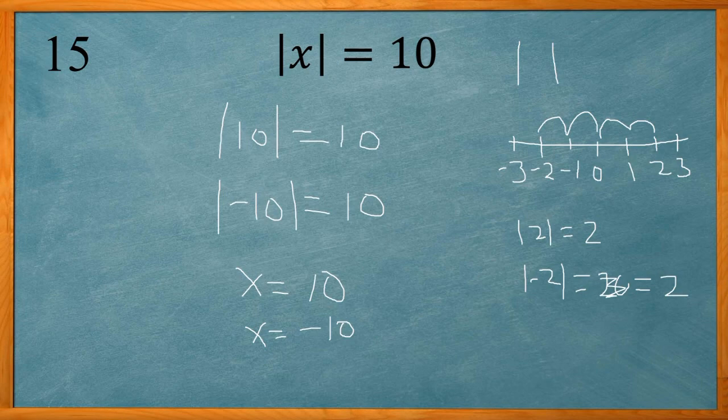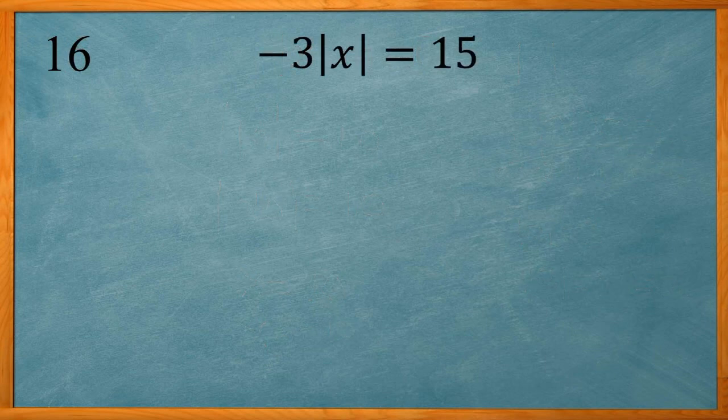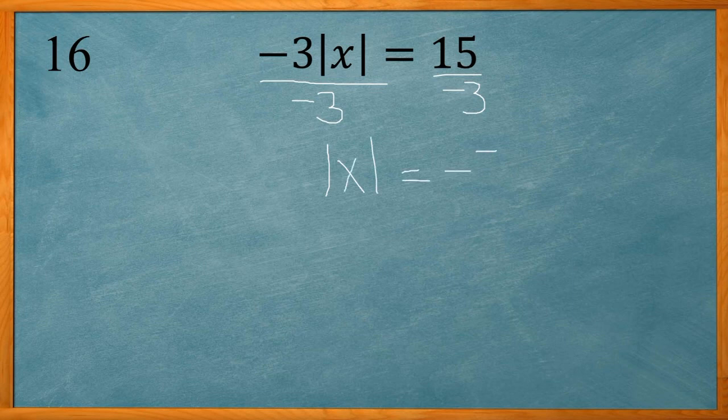So let's take it a little bit farther. This one is saying negative 3 times the absolute value of x equals 15. Like in the other problems, we want to isolate the x value. So here we want to isolate the absolute value of x. That's negative 3 times the absolute value of x, so I'm going to divide by negative 3. So it leaves the absolute value of x equals negative 5.